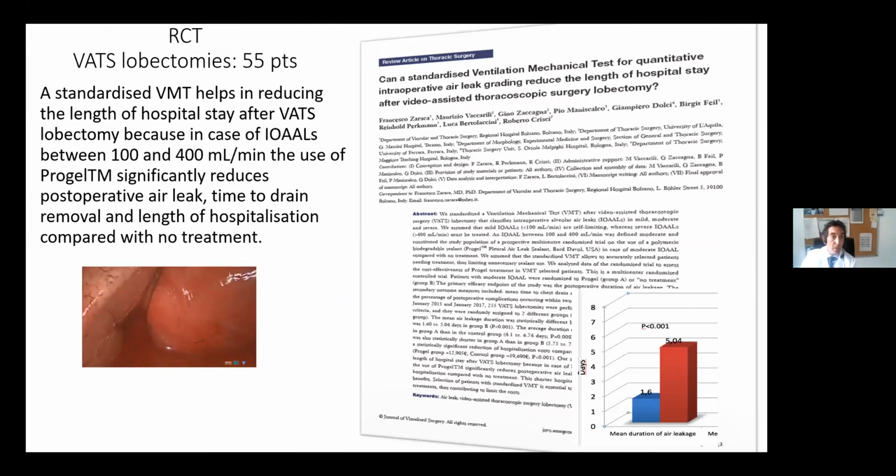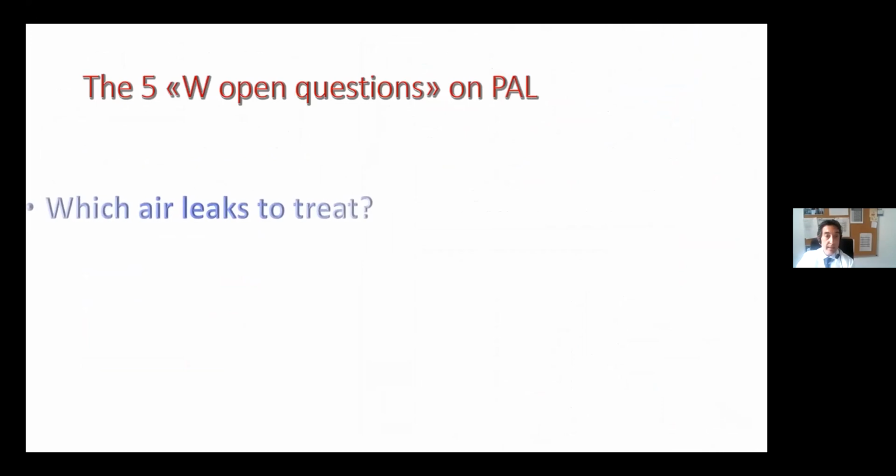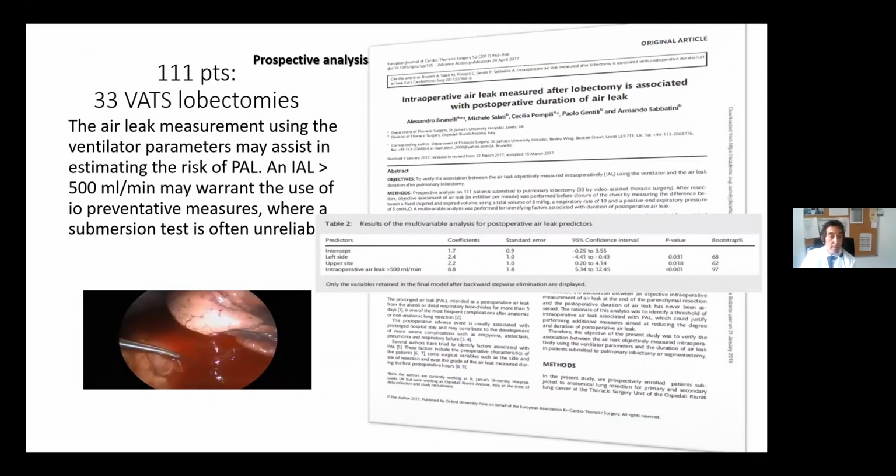And in the literature, we can find two trials, one prospective analysis by Alex and our randomized controlled trial. And we were able to individualize and to classify, as Giuseppe showed us at the beginning, the patients in 3 classes: mild, less than 100 milliliters, moderate, between 100 and 400 milliliters per minute, and more than 400. Which air leaks to treat? Always the same 2 trials.